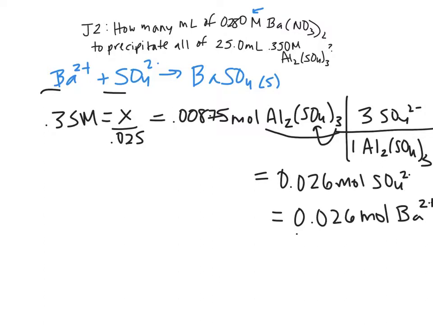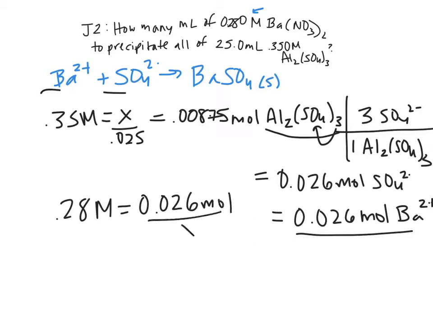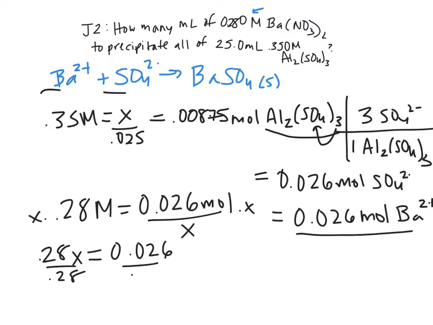So now, if I need this many moles of the barium, then I'm going to plug in and solve for liters in my molarity equation. So I have 0.28 molar barium nitrate. It's going to be equal to 0.026 moles over some number of liters. And then I'm going to just multiply both sides by x. So 0.28x equals 0.026. Divide both sides by 0.28. It's just a little algebra.